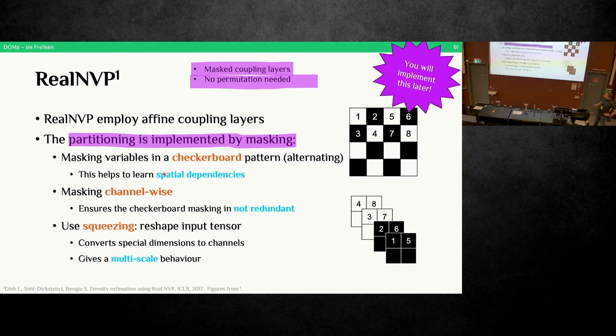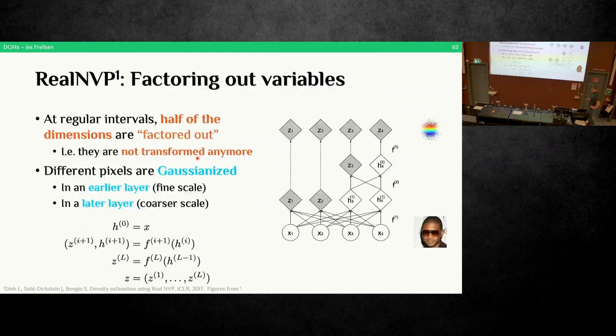So the idea is that when we do this random partition by masking, then we don't need the permutations. In real NVP, they also do this trick where they factor out the variables. So at regular intervals in the transformation, let's say this is our image here that we want to transform into a Gaussian distribution. Then they say that for some of the pixel values, for example here after the first transformation, we're not going to transform them anymore. We're just going to assume that after one transformation they actually become Gaussian.